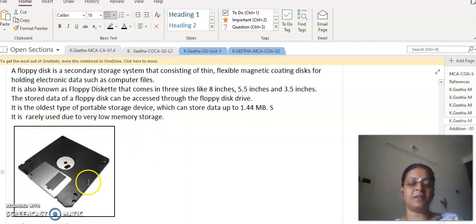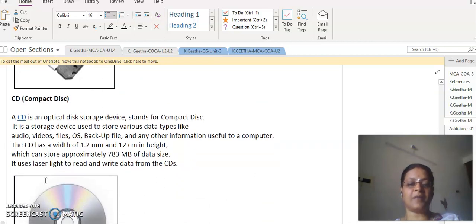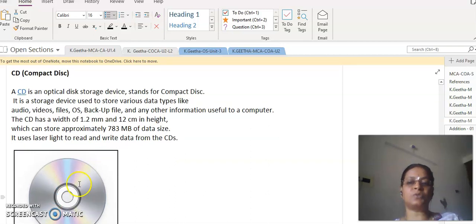The material inside this floppy disk is made of some plastic material with a flexible magnetic coating, and it records information by making use of magnetic principles. Then comes the CD, which is often used, and I hope you all are aware of this. It is an abbreviation of compact disc. The size is very small, it is easy to carry, and CDs are usually used to store audios, videos, files, and OS backup files, or any sort of information which needs to be stored and referred to later.